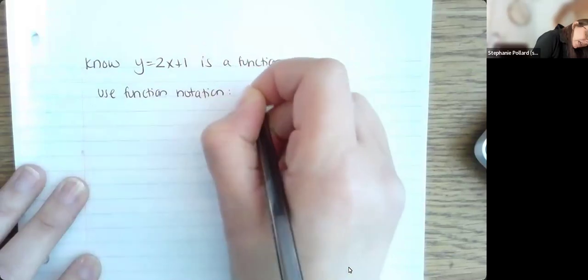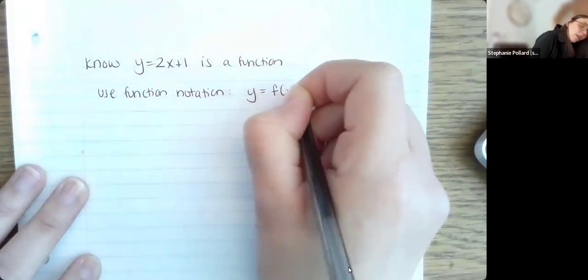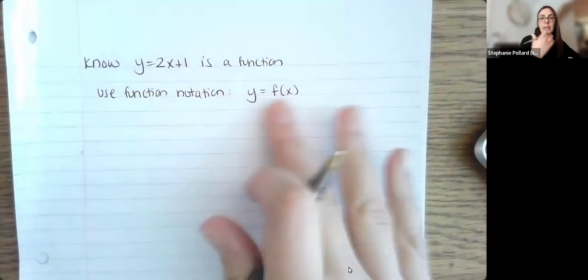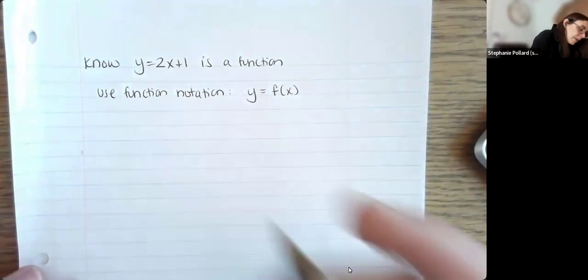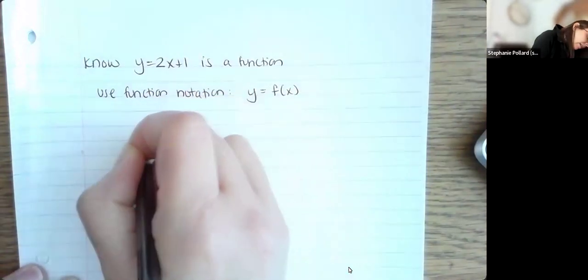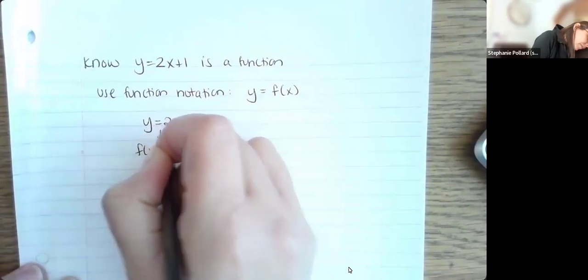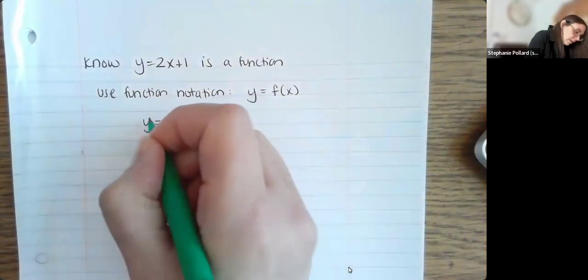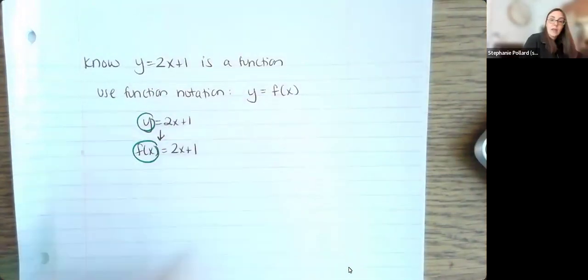And in function notation, you switch the y for typically f of x, but you actually can use any letter. It could be g of x, h of x, t of x, it doesn't matter. But we tend to use f the most commonly because f stands for function. But anything that looks like this is function notation. So what happens is instead of writing it like this, you rewrite it like this. So that y gets replaced with f of x.